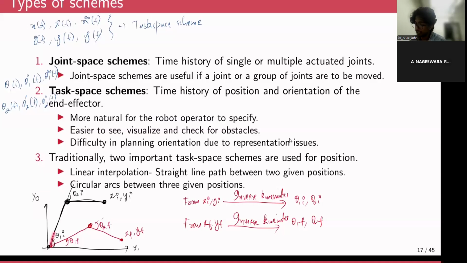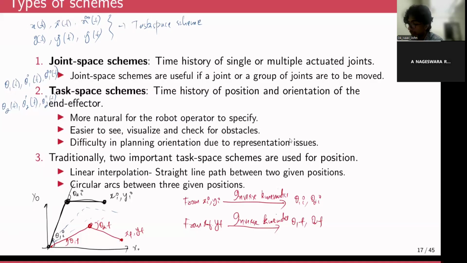So between these initial and final positions, your manipulator arm would move through a series of intermediate positions, something like this. Maybe the first position would be like this, second would be like this, third would be like this. Eventually, it will come to the final position, depending upon how you plan the trajectory. So that's how you plan trajectory in joint space scheme.